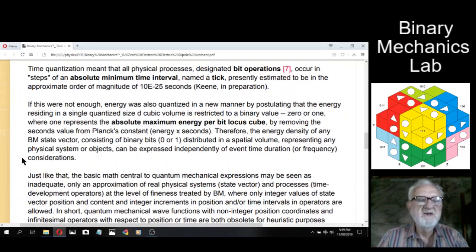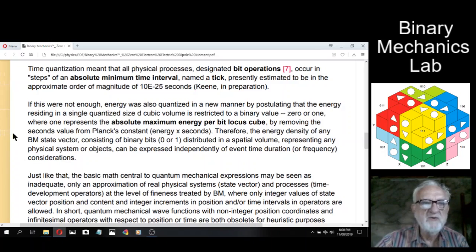Let's discuss this by reviewing first some of the basic background. Time quantization meant that all physical processes, designated bit operations, occur in steps of an absolute minimum time interval named a tick, presently estimated to be in the approximate order of magnitude of 10 to the minus 25 seconds. And that is one of the primary constants in binary mechanics.